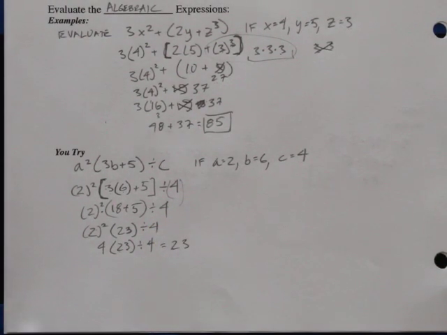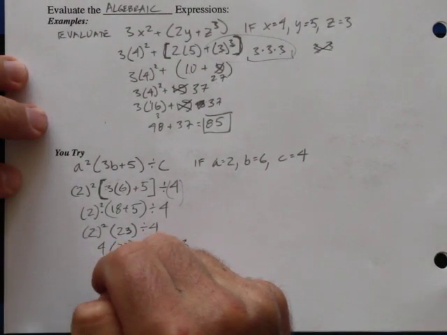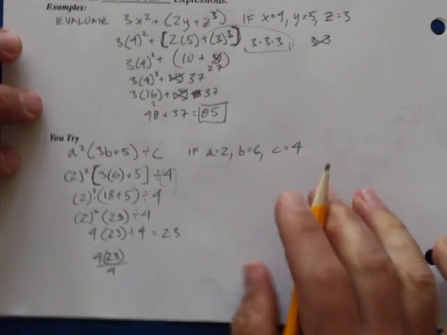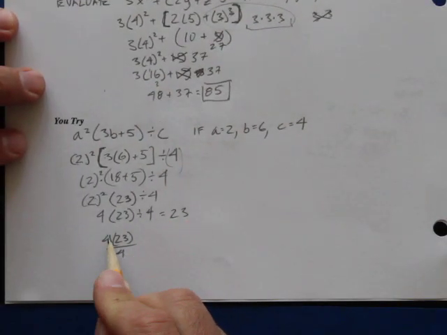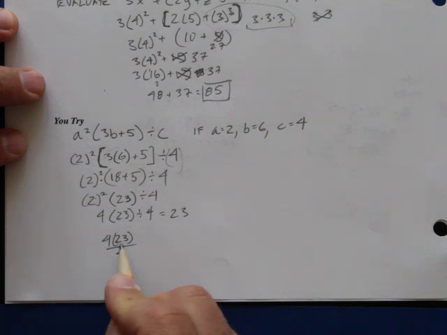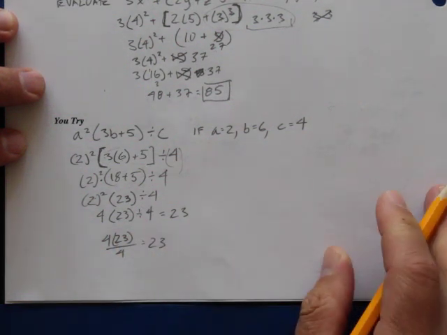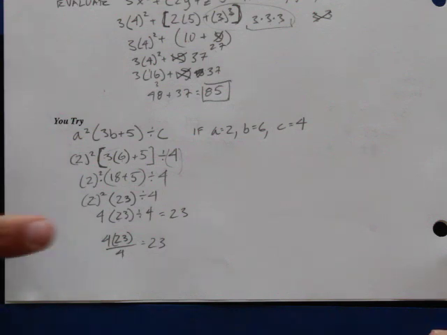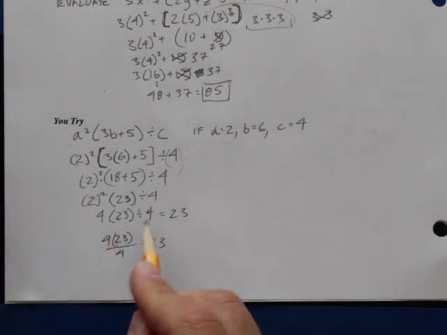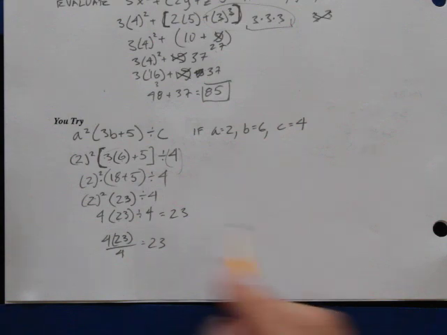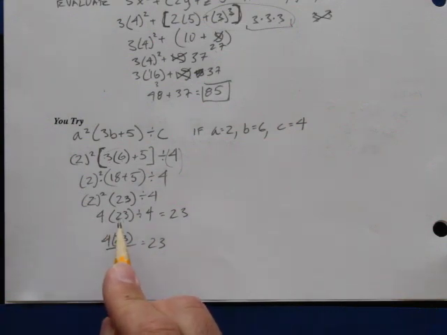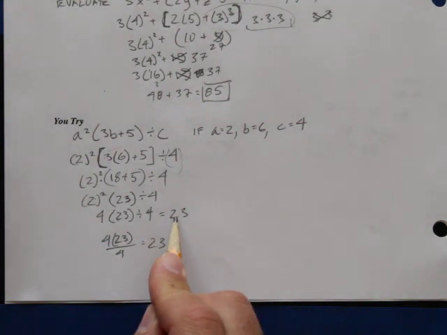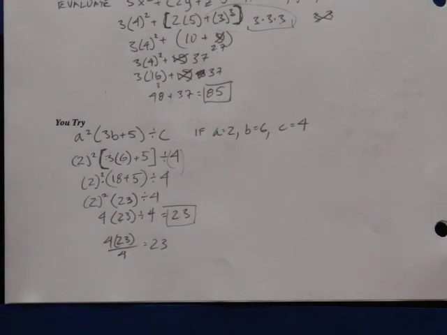Another way I could write this is 4 times 23 divided by 4, which is 4 over 4. 4 divided by 4 is 1. 1 times 23 equals 23. That's the easier way to do it if you kind of understand the way this works. Otherwise, you go 4 times 23 is 92 divided by 4, which is 23. Either way, you end up with 23. All right. Good luck on the homework.